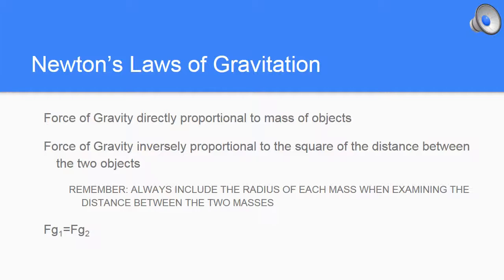When we're calculating the force of gravity, it's important to always remember to include the radius of each mass, because this is included in the distance between the two masses, since it's calculated from the center of the mass. And remember that the force of gravity on each object is always equal to each other. However, the acceleration due to gravity will change depending on what the mass of the object is.